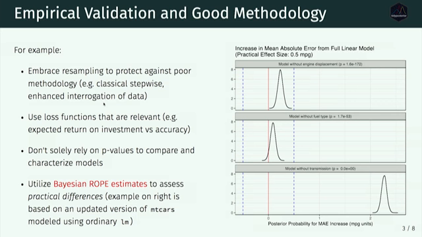Because we typically don't want to know, is there any difference in something? We want to know, is it different enough? And the p-value doesn't tell you that. It doesn't tell you anything about the magnitude of the difference or the uncertainty around that difference and so on.